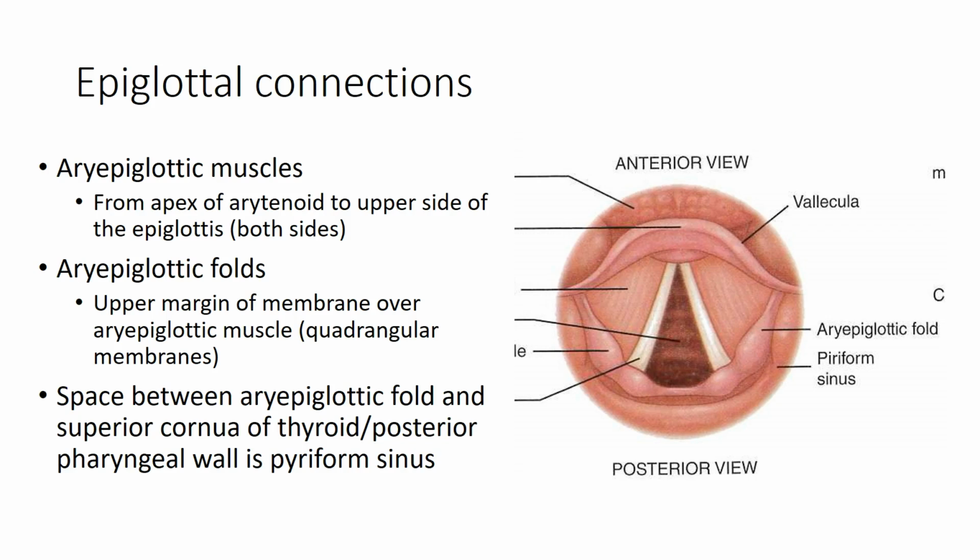Additional epiglottal connections go to the arytenoid cartilages. There are both aryepiglottic muscles and aryepiglottic folds that come from the apex of the arytenoid cartilage and connect up to the upper sides of the epiglottis. The space between the aryepiglottic fold and the superior cornua of the thyroid and the posterior pharyngeal wall is what forms the piriform sinus.